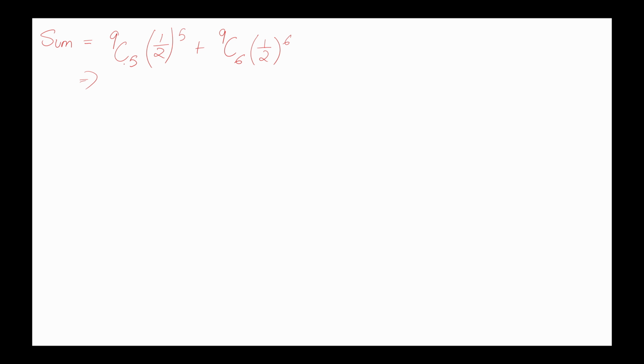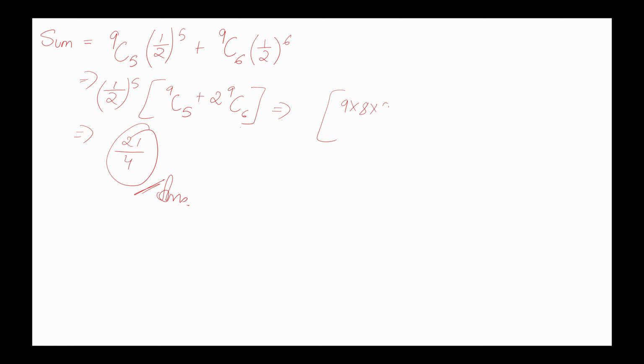So upon solving this, what are we going to get? Let us take (1/2) to the power 5 common. We are left with 9C5 plus twice of 9C6. And upon solving this entire equation, what are we going to get? 21/4 as our answer. If let's say I was to show you this by opening it up, how am I going to open it up? 9 into 8 into 7 into 6 into 5 upon 5 factorial 3 into 2, plus 2 times, I can open this up as 9 into 8 into 7 upon 3 into 2, because nCr is equal to nC(n minus r).